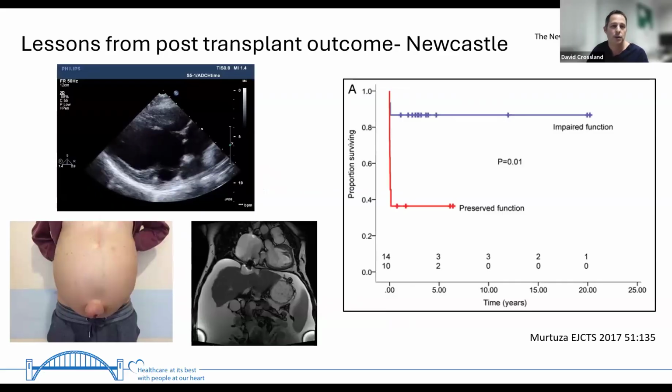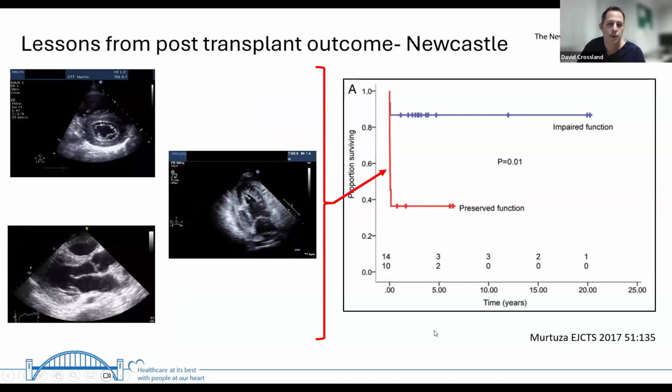So perhaps the first thing to do is look at lessons that we've learned from post-transplant survival. So in 2017, for our first 26 Fontan transplants, we looked at how they did following their transplants, and we divided the patients at the time into those with impaired ventricular function and those with preserved function. I wish in retrospect we had divided them into isolated impaired ventricular function and everything else, but this is how we did it at the time. And what we found was that the patients with everything else, with true Fontan failure as opposed to isolated impairment of ventricular function, did quite poorly.